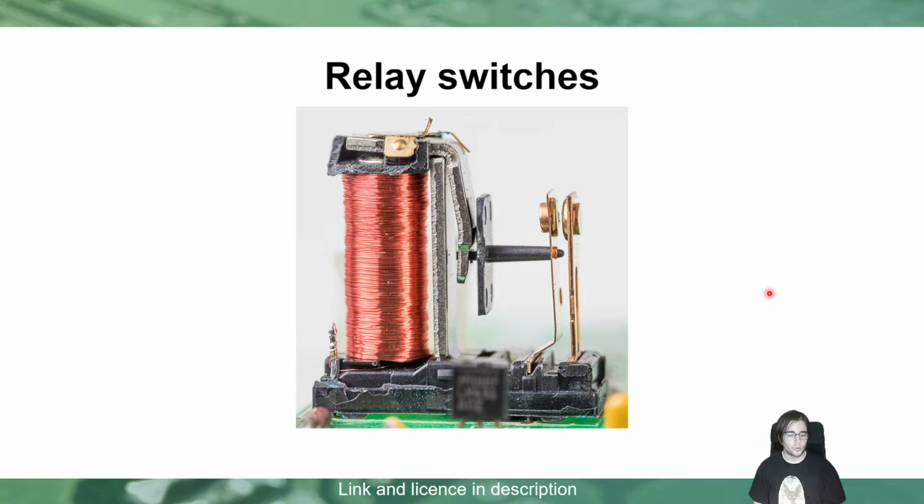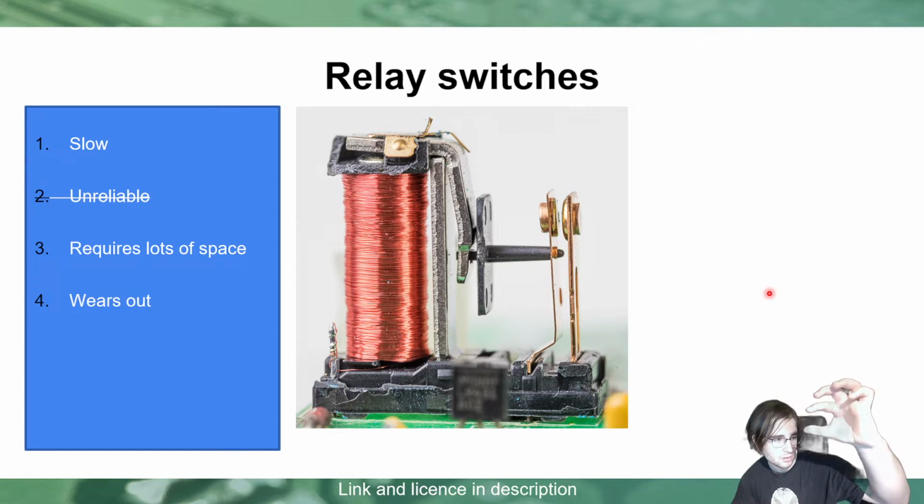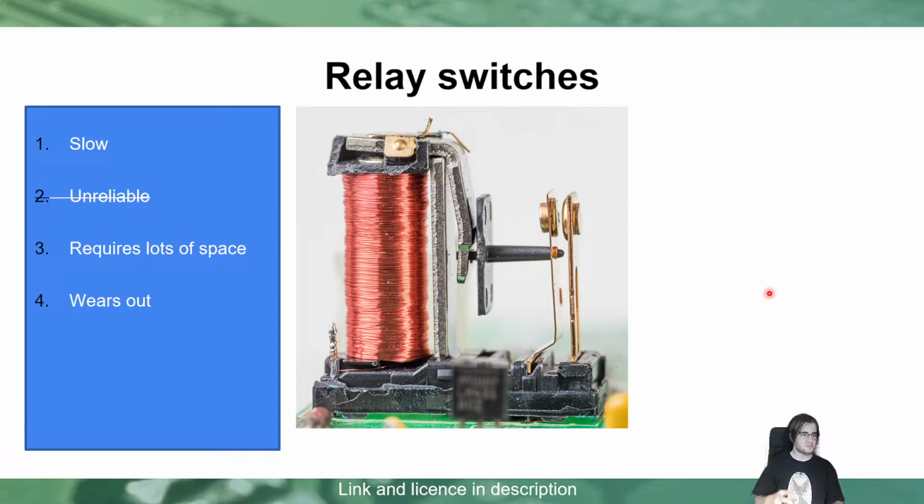Those were now quite a bit faster and way less unreliable. So yeah, they required still a lot of space. I mean, they require way less space than the Z1 mechanical switches, for example. They're quite a bit smaller. A relay switch is like this big. The small ones, like really small, not that big. Like a few cubic centimeters big. Not that much space.